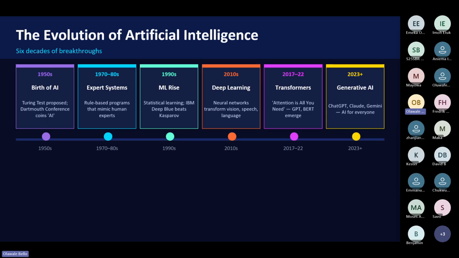In late 2022, OpenAI released ChatGPT, making AI accessible to everyone in the world. From then, AI could hold conversations, write documents, generate images, create code, and answer questions. This marked the beginning of generative AI.